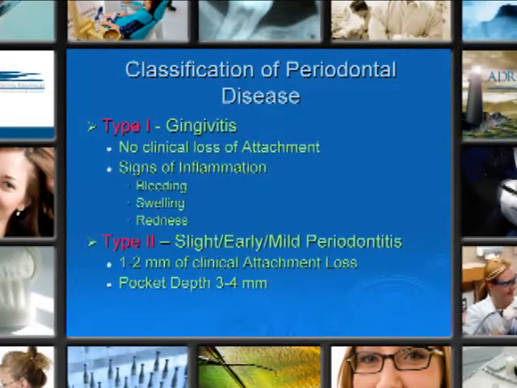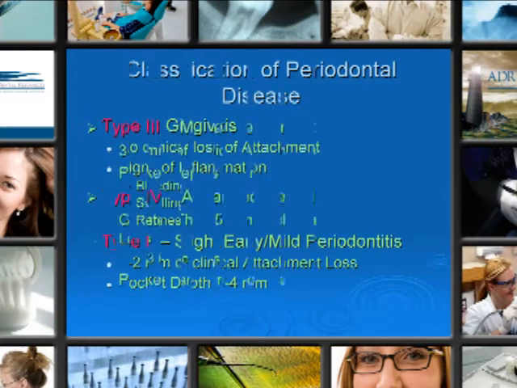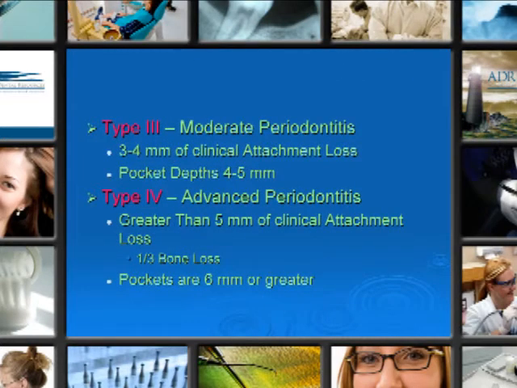Classification of periodontal disease: type 1 gingivitis, no clinical loss of attachment, signs of inflammation, bleeding, swelling, and redness. Type 2 periodontal disease, slight early or mild periodontitis, 1 to 2 millimeters of clinical attachment loss, pocket depths to 3 to 4 millimeters. Type 3 moderate periodontitis, 3 to 4 millimeters of clinical attachment loss, pocket depths 4 to 5. Type 4 advanced periodontitis, greater than 5 millimeters of clinical attachment loss, 1/3 bone loss, and pockets 6 millimeters or greater.